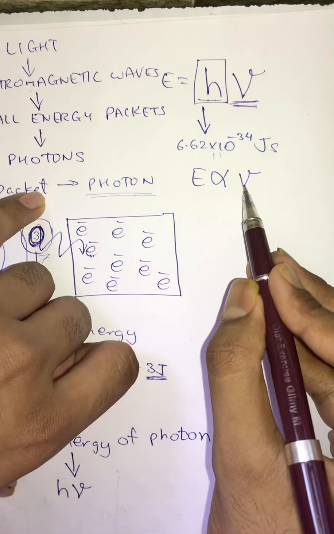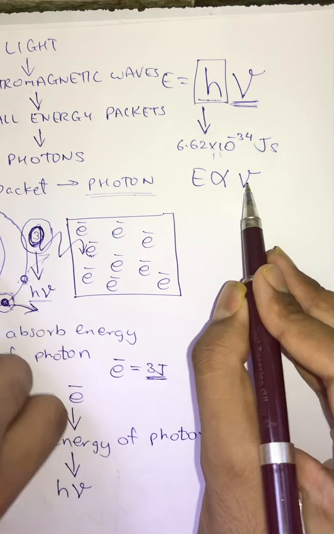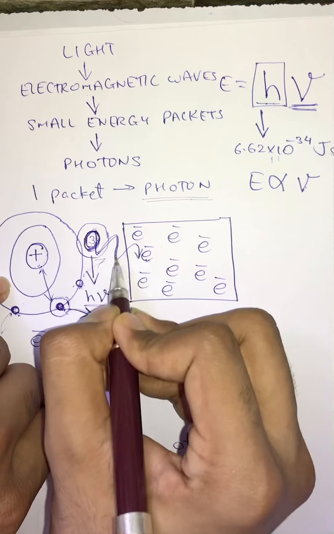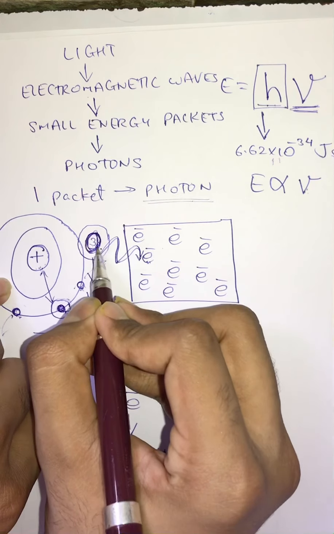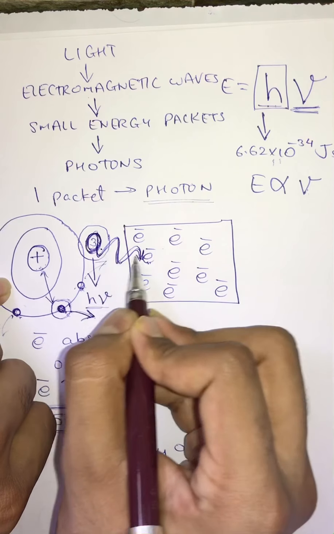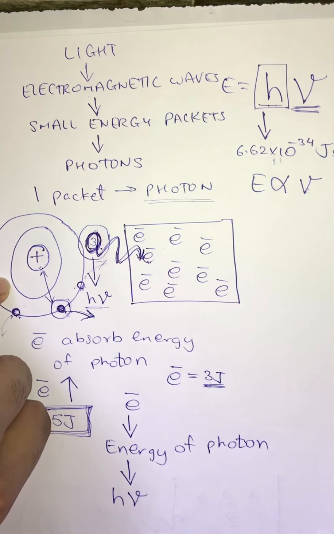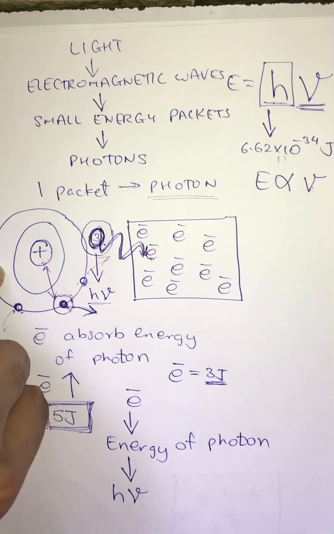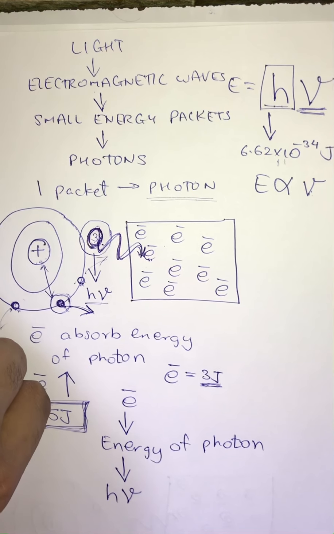And what is this mu? Mu is nothing but the frequency of this light. This light which we are incidenting on a metal plate, it is the frequency of that light. Now if you don't know what the frequency of light is, you can find the link in the description box. Don't worry about that.